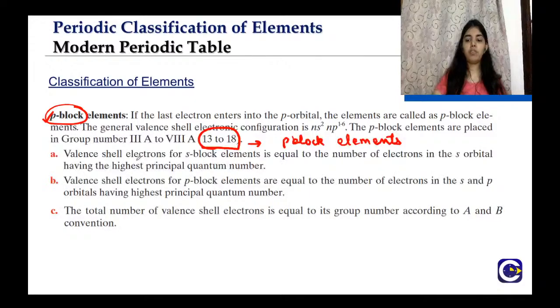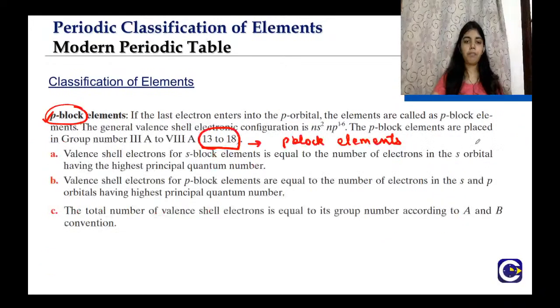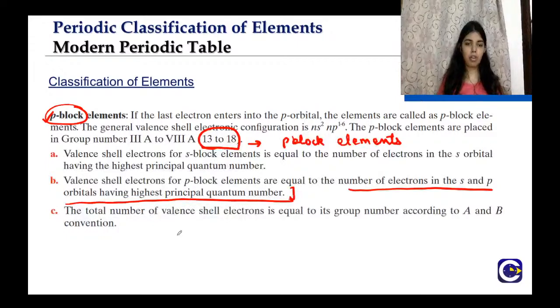See, for s block, what will be the number of valence electrons? For group 1 it will be 1, and for group 2 it will be 2. Because 2 electrons are in the outermost shell, the valence electron count will be 2 for group 2 and 1 for group 1. Now, for p block it is equal to the number of electrons present in the s and p orbitals having the highest principal quantum number. This is very important.